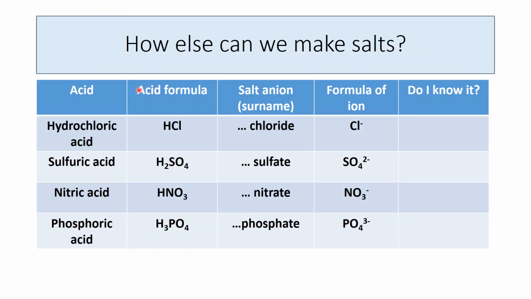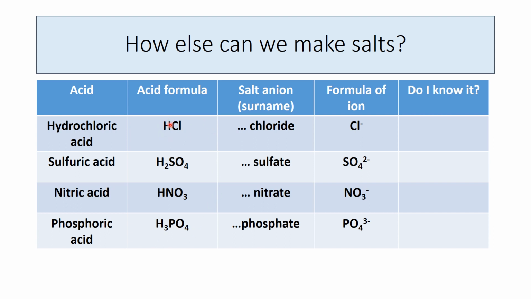Okay, we need to know the formula for various different acids. So down the left-hand side of this particular table, we have hydrochloric acid, sulfuric acid, nitric acid, and phosphoric acid. We went through these acid formulae in the last video lesson. However, I am making you aware of them again because they're so important and crop up a lot. So hydrochloric acid is HCl, sulfuric acid is H2SO4, nitric acid is HNO3, phosphoric acid is H3PO4.